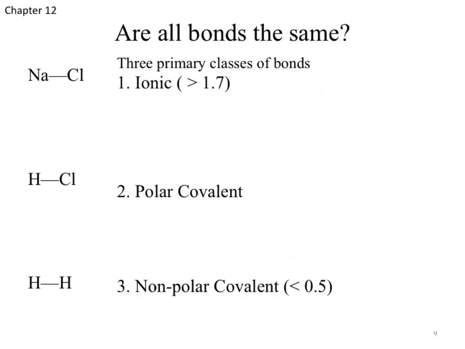Are all bonds the same? Well, maybe from this slide you can take a guess at it. No, okay. Let's move on from there. We've got our ionic and we've got our covalent bonds. Our ionic bond is defined by this weird symbol that I've got specified up there. Our ionic bond is the case when we have something greater than 1.7. What is that 1.7 referring to? That 1.7 is the difference in electronegativity. Difference in electronegativity between what?